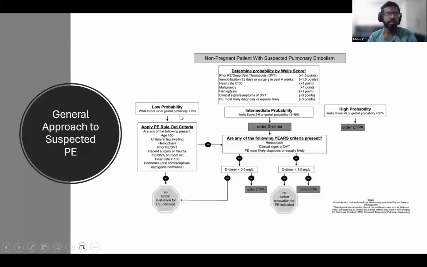Why? Because D-dimer, as you all know, is notorious for a lot of false positives. If you are doing D-dimers on all low probability PE, then you will get a lot of false positives, leading to all kinds of unnecessary testing and extended stay in the hospital, all kinds of nonsense.